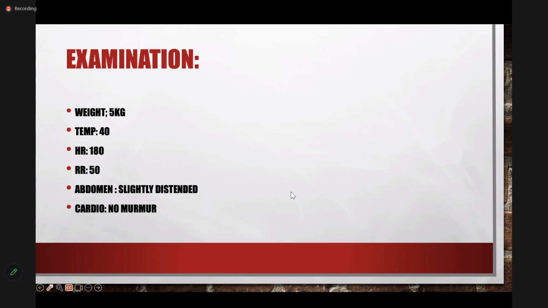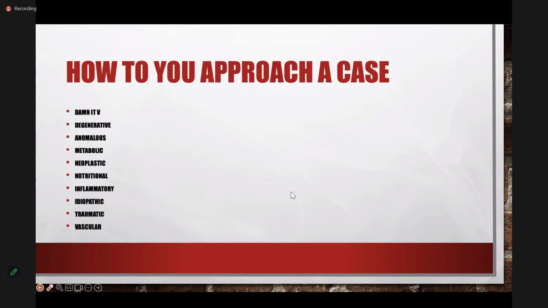Let's go back to our differentials. Can you think of a degenerative problem that this cat might have? Any degenerative problem? Because it's an old cat, right? Degenerative problems, usually you see that in old cats. What do you think? Maybe it has dementia? Could the cat be getting dementia?